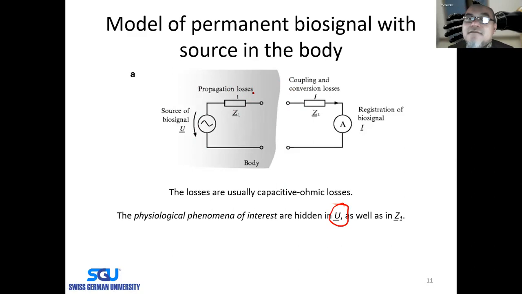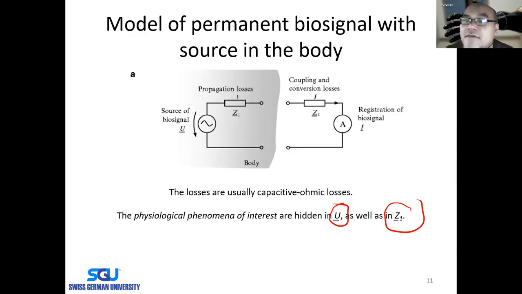In that case, the impedance itself represents the tissue between the signal source and the sensor. Sometimes the information we want to know is whether the tissue is okay or not, or whether there is some malignancy or any other disorder inside the tissue. In that case, what we are interested in is Z1, the impedance, and we can make U constant and look at the variation of Z1, the loss of the signal.